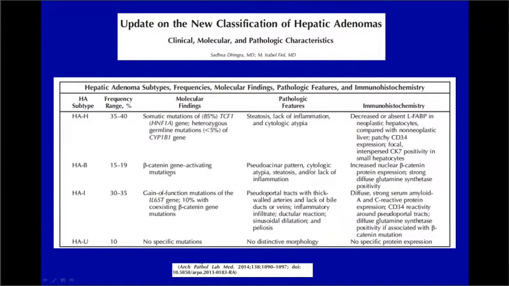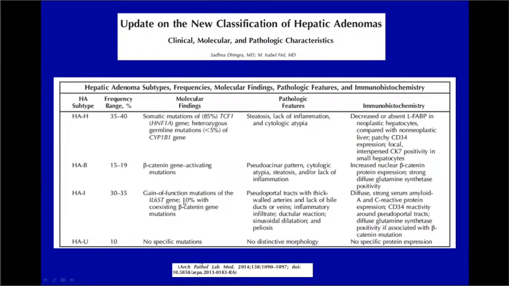Then there's an adenoma characterized by beta-catenin gene activating mutations. This one occurs more commonly in men and has more cytological atypia. And it would be characterized by increased nuclear beta-catenin expression.